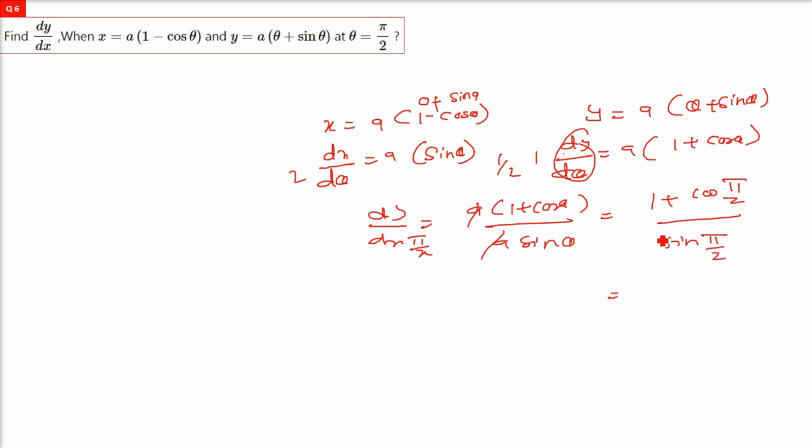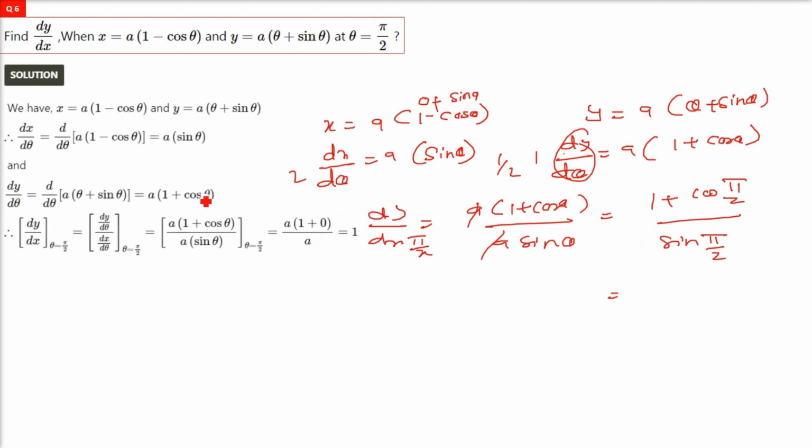So what are you going to get? See, cos 0 is 1, cos 90 is 0. Sin pi by 2 is 1. So (1 plus 0) by 1, you will get 1. Let me tell you again. What you have to do is first find out dy by dx by the way we have discussed up till now. Finally, in the place of theta, just replace it by pi by 2. So you will get 1.